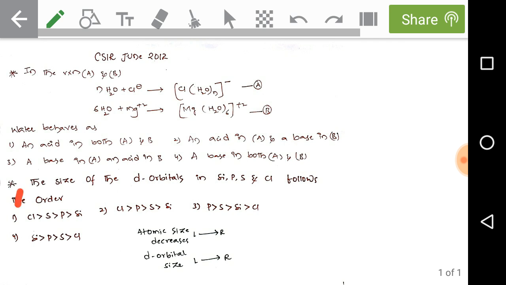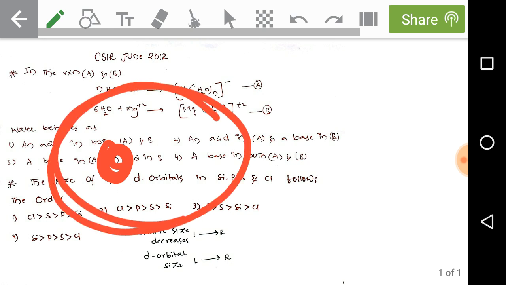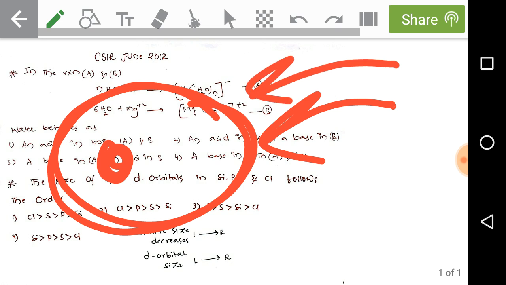Okay, next one: the size of the d orbitals in silicon, phosphorus, sulfur and chlorine follows the order. Atomic size decreases from left to right in the periodic table, we know that. Because the interaction between the nucleus and the outermost orbital increases as electrons are added continuously when we move from left to right in the periodic table. That's why the interaction between the nucleus and the outermost orbit increases and the size decreases. That is a simple concept we can get from the periodic table.